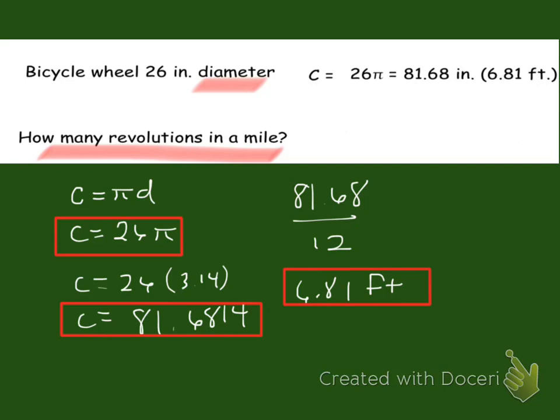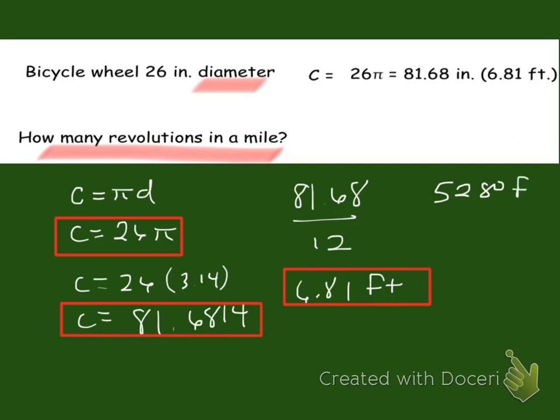Okay, so if I'm riding this bicycle with a 26-inch wheel diameter, how many revolutions are going to be in a mile on this particular bicycle? Well, the first thing we need to remember is that a mile is 5,280 feet. Okay, if you didn't know that, shame on you. It's just kind of a general trivia question. But you know it's 5,280 feet.